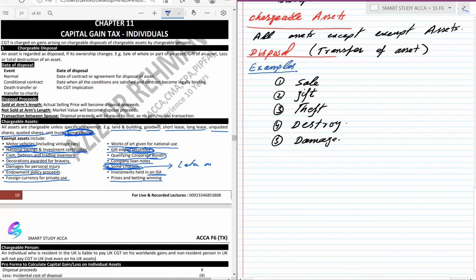So these are basically a few examples of transfer of an asset. In all these cases, the asset has transferred. But we will discuss later on how to calculate gain or loss on these assets. But in all these cases, the asset has transferred. So disposal doesn't just mean sale. There are other examples of disposals.